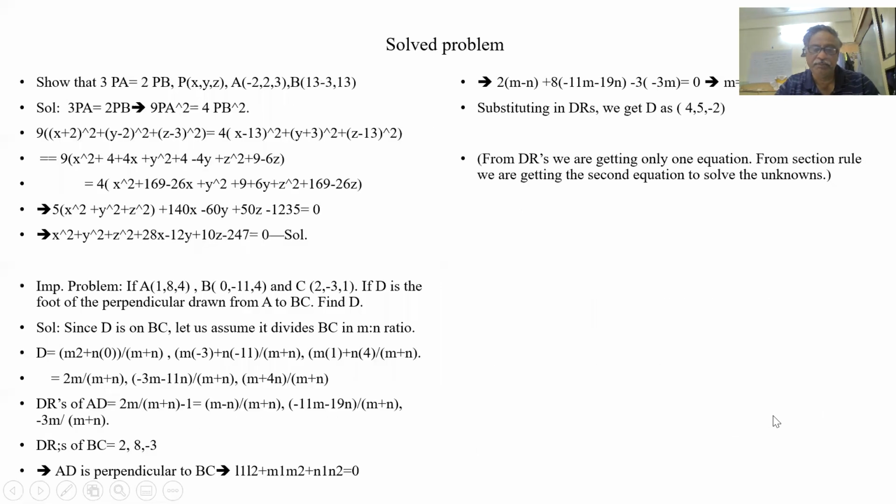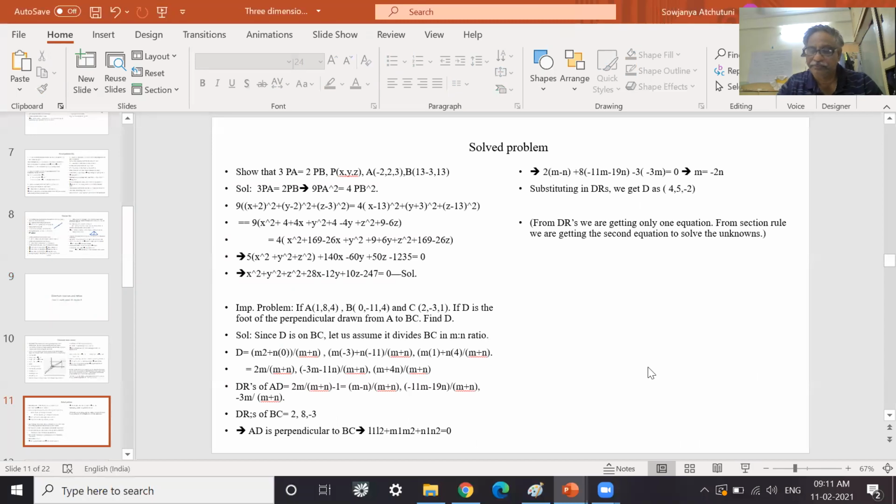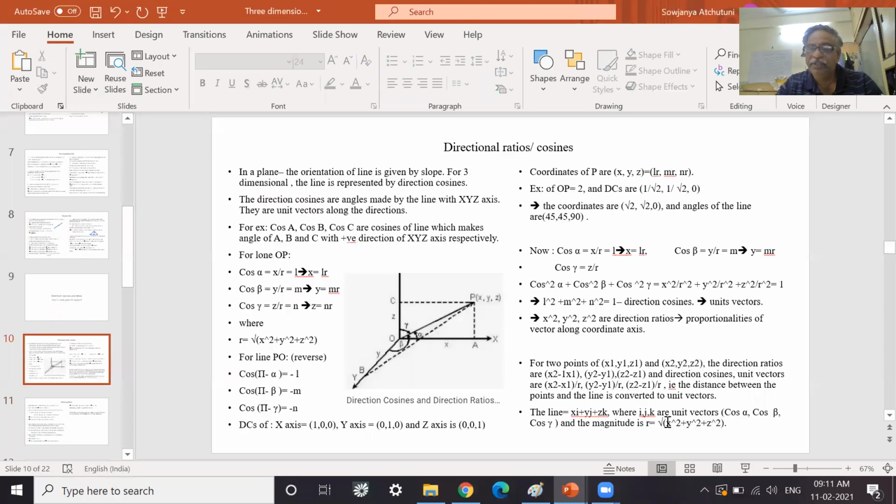And the magnitude is root of x square plus y square plus z square for a single point, or between 2 points, (x2 minus x1) whole square plus (y2 minus y1) whole square plus (z2 minus z1) whole square is r square. r is under root. Okay.